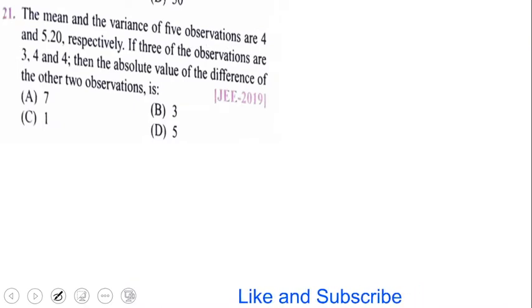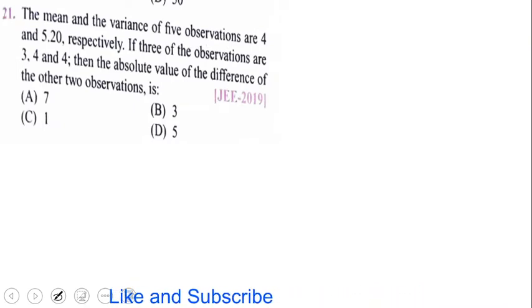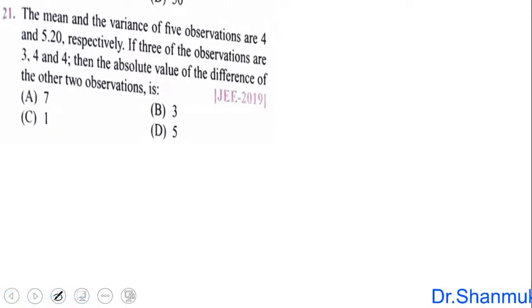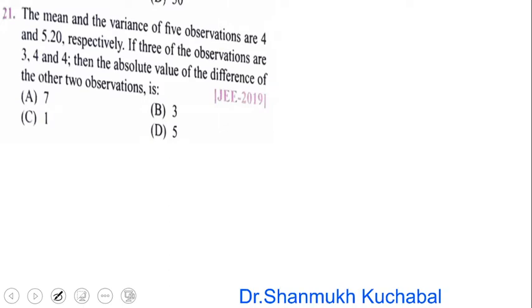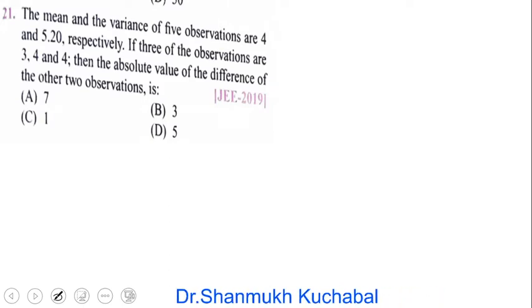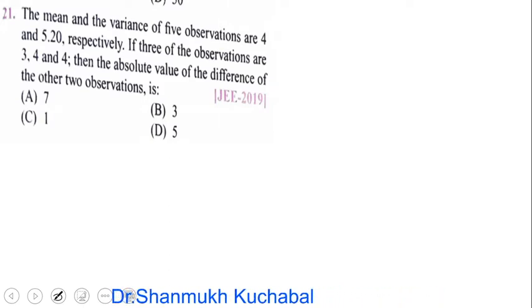Okay, we'll move to the next example. The question is: the mean and variance of 5 observations are 4 and 5.20 respectively. If 3 of the observations are 3, 4 and 4, then we have to calculate the absolute value of the difference of the other 2 observations.